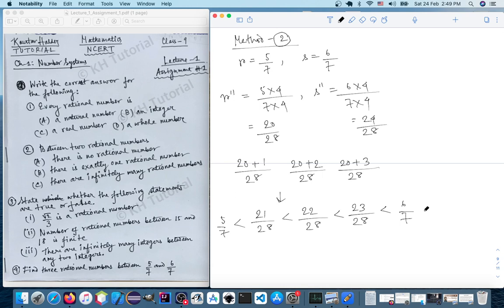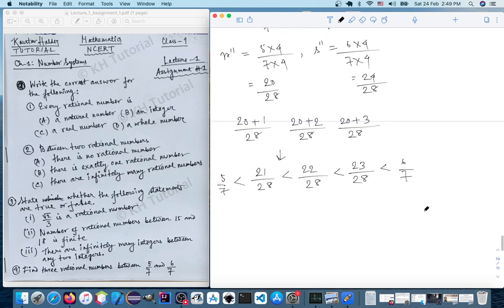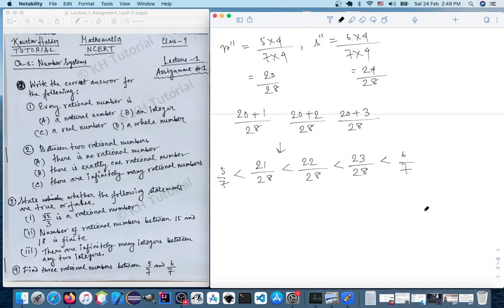Now I would like to solve another problem as a bonus problem to make you understand method 2, because the more problems you solve, the clearer the concept gets to you. So you have to solve a lot of problems to understand the concept, how the formulas actually work.